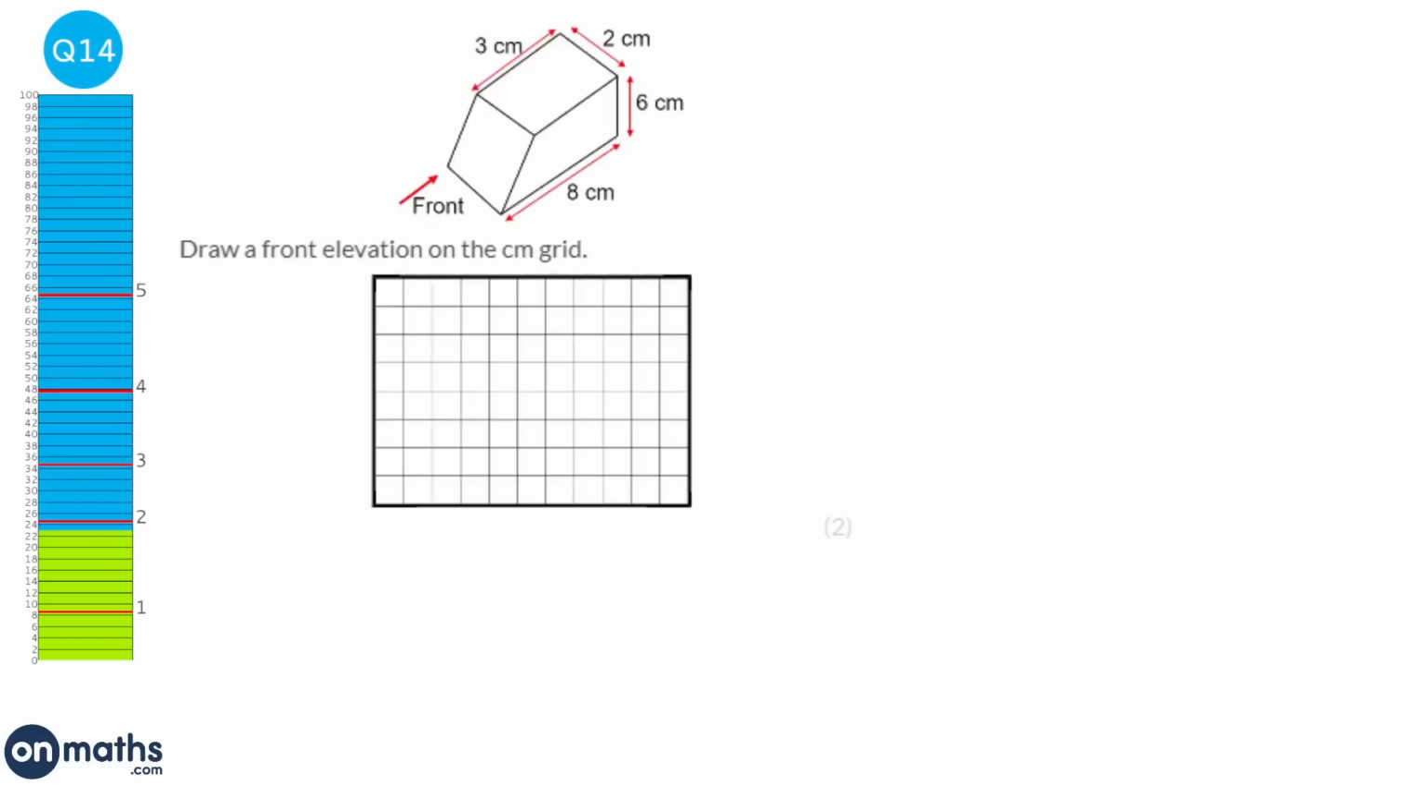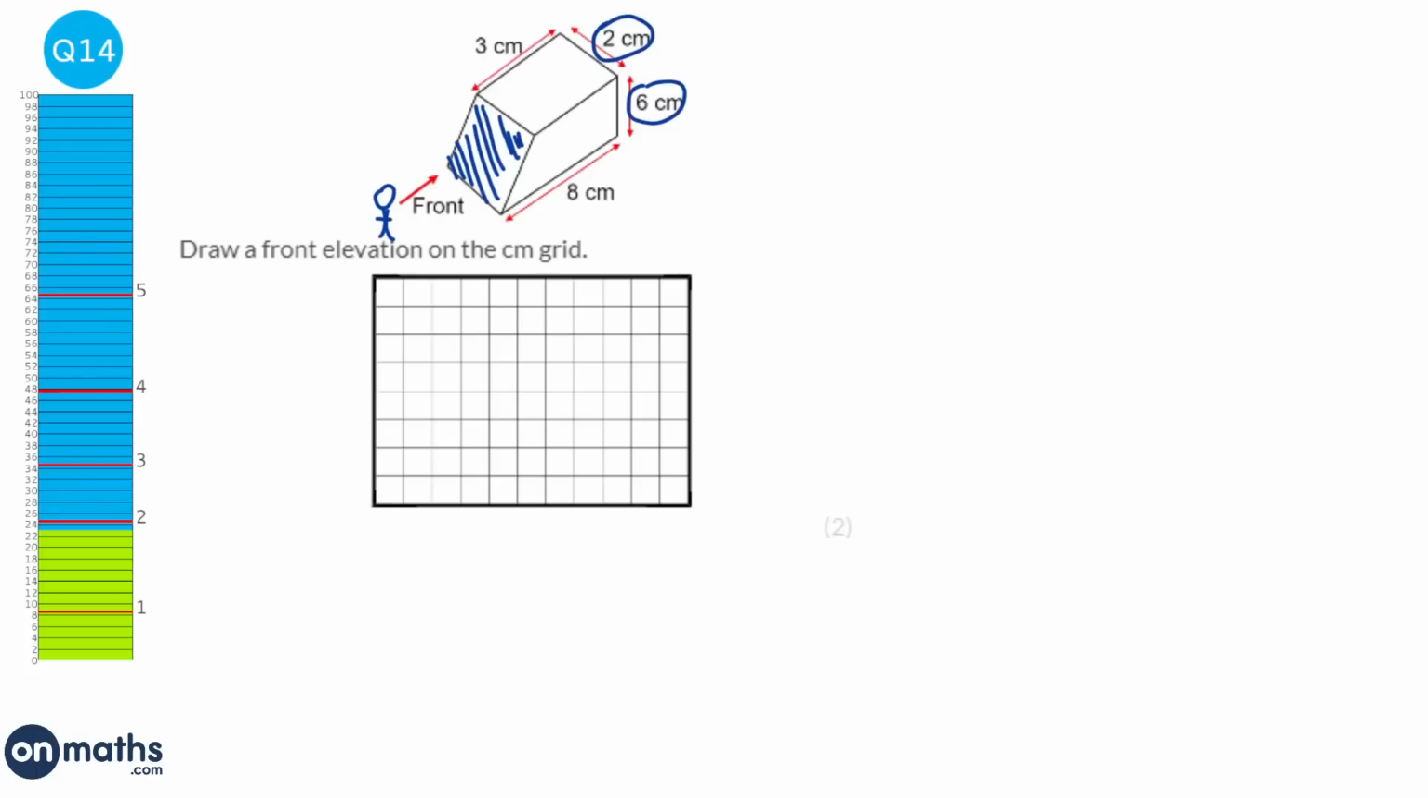The front elevation of a shape is the view you'll get if you were standing at the front. So if you imagine you're standing here, the only side you will see is this side here. And what will it look like? Well, it will look like a complete square or rectangle. And how high will it be? Well, it will be 6 centimeters high. And how wide will it be? Well, it will be 2 centimeters wide.